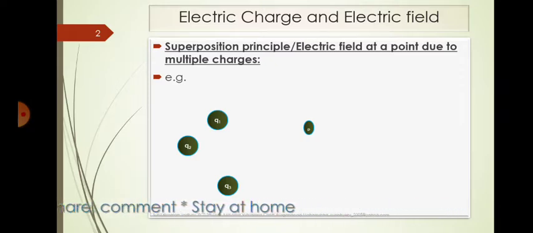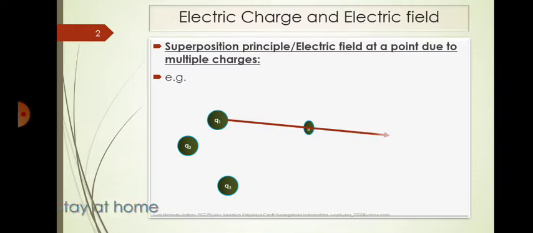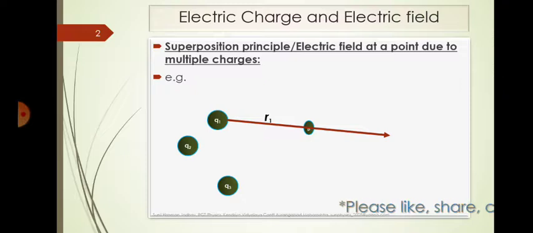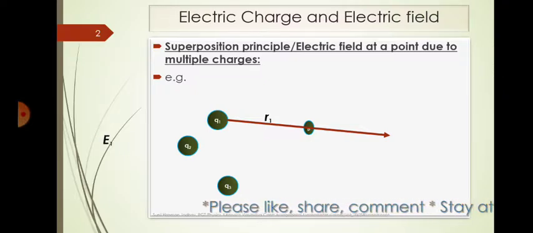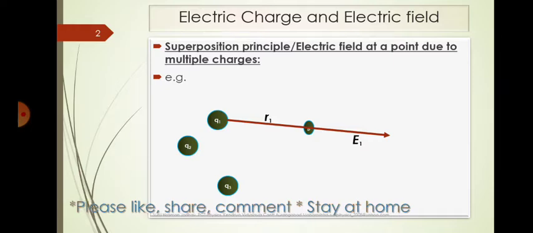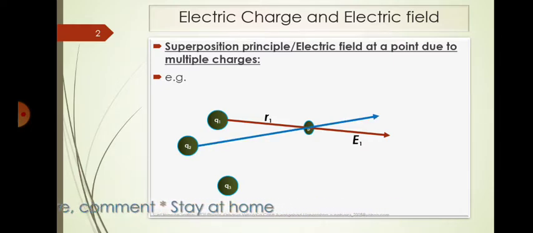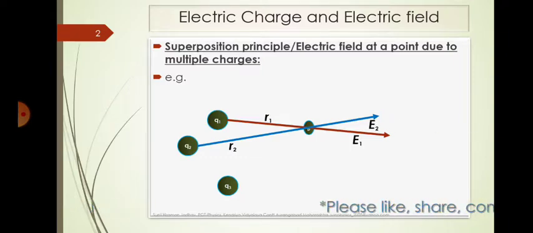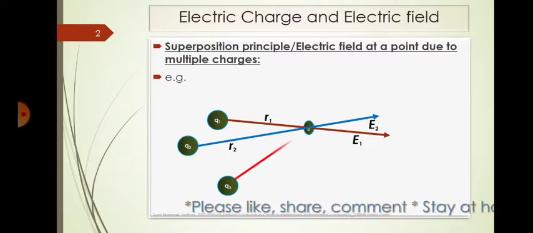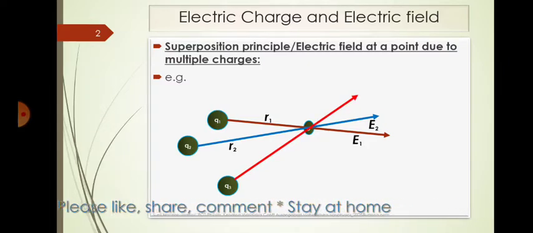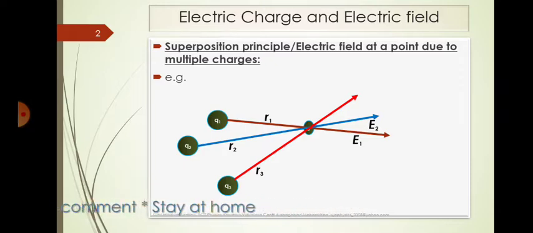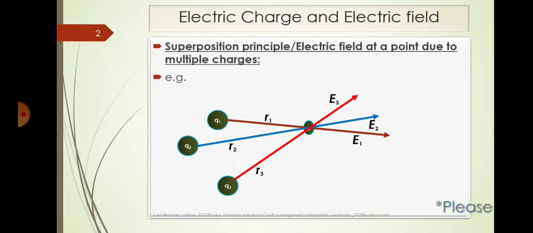So just like the previous case, let us say this charge Q1 is at a distance R1 from point P, and at point P the electric field due to charge Q1 is, suppose, E1. Similarly, the distance of charge Q2 from point P is R2, and the electric field of charge Q2 at point P is E2, right? And similarly, let us say this red line gives the distance R3 of charge Q3 from point P, and the red arrow coming from point P is E3.